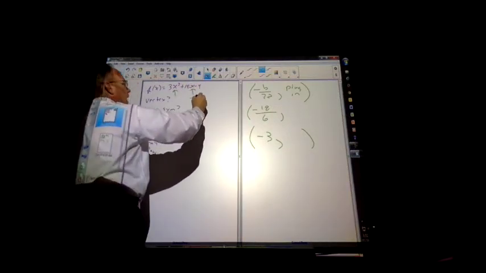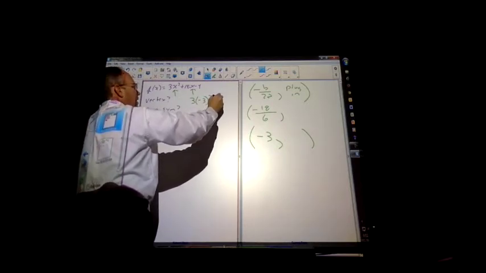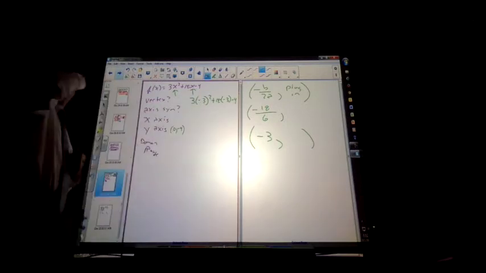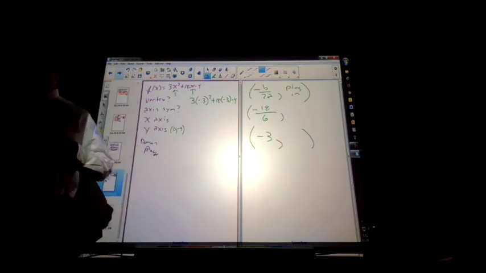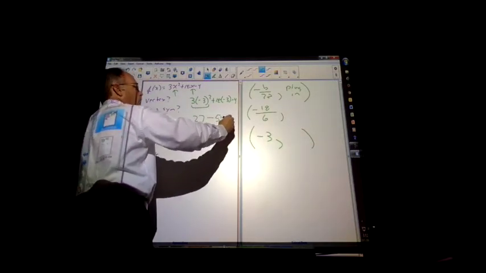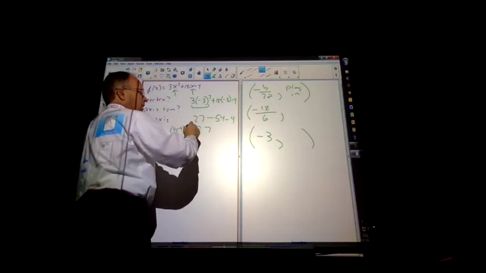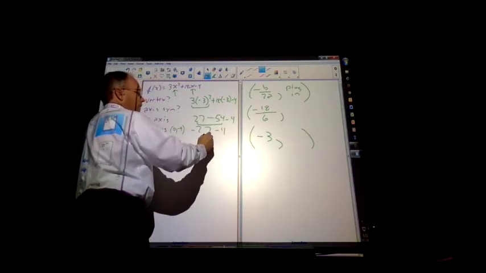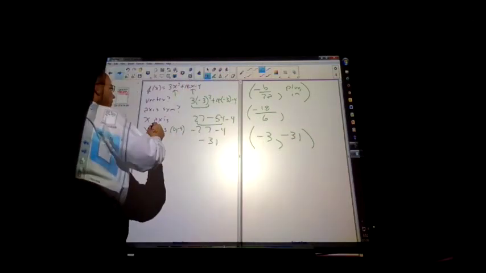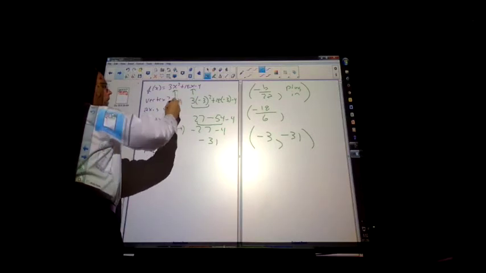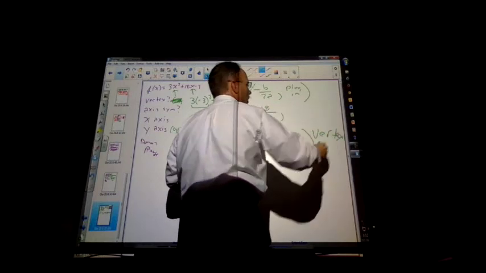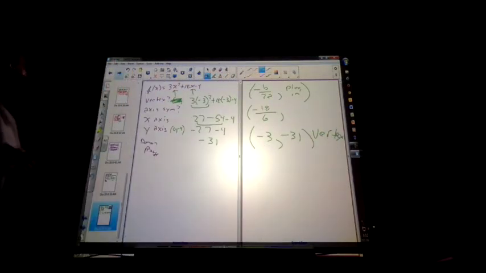So I'm going to get 3 times negative 3 squared plus 18 times negative 3 minus 4. What is negative 3 squared? It's positive 9 and then 27. So this is going to give me 27 minus 54 minus 4. So 27, that's going to give me negative 27 minus 4, which is negative 31. So my vertex is going to be at negative 3, negative 31. Negative 3, comma, oh, whoa, time out. So that's my vertex. Okay? Which is pretty ugly, right?